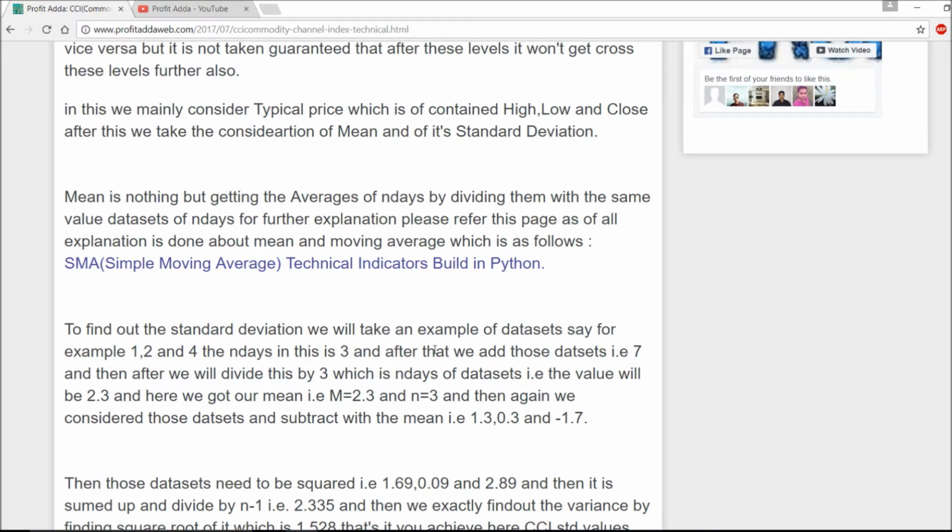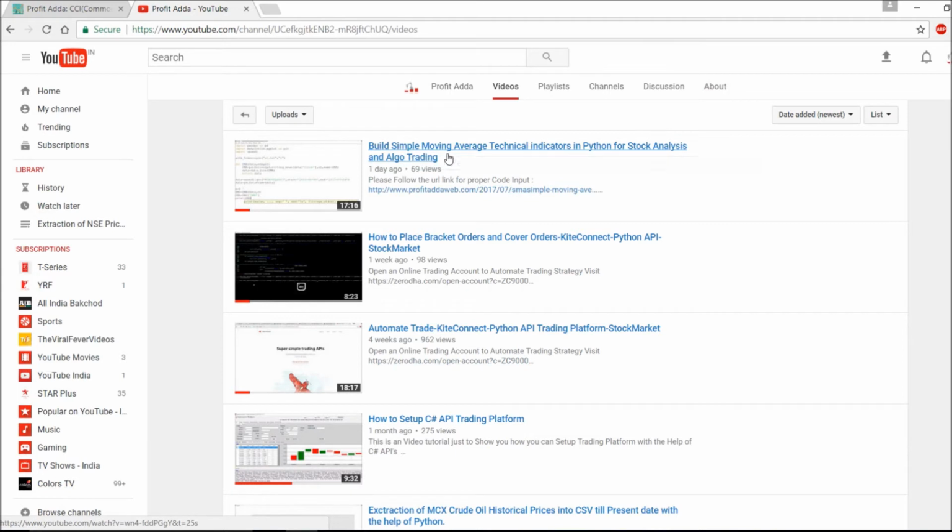Here we are mainly considering two factors: the mean and the standard deviation. First we consider the typical price, which is calculated from the high, low and close. After that we should try to build the Commodity Channel Index.